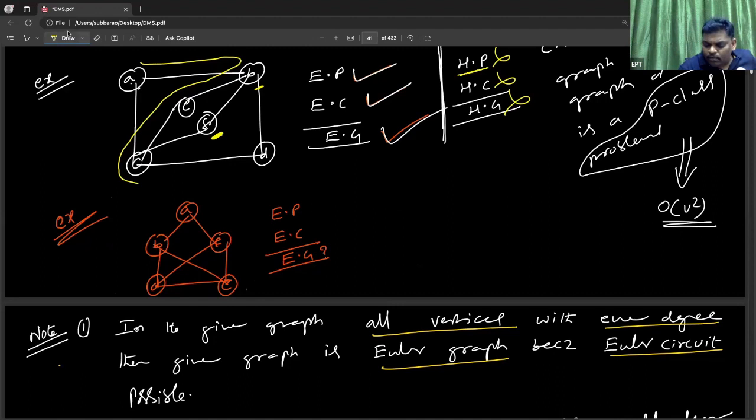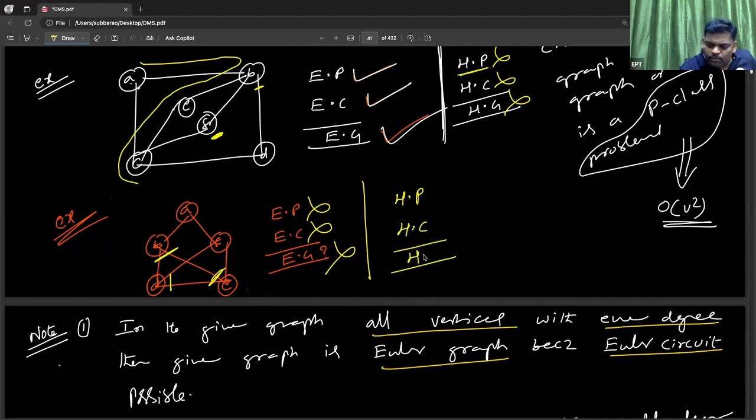Now come here. To this problem, yesterday we did. See this one, odd degree. So more than 2 vertices with odd degree: Euler path not possible, Euler circuit not possible. Given graph is Euler, that also failed. Now see the Hamiltonian. What about Hamiltonian path? What about Hamiltonian cycle? What about Hamiltonian graph?